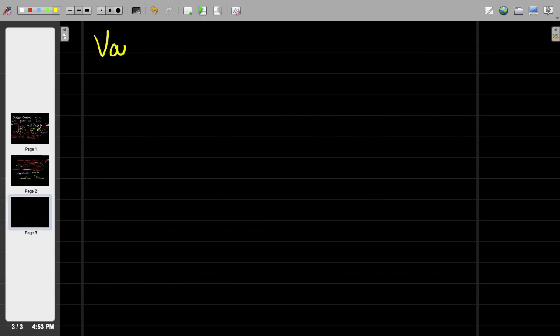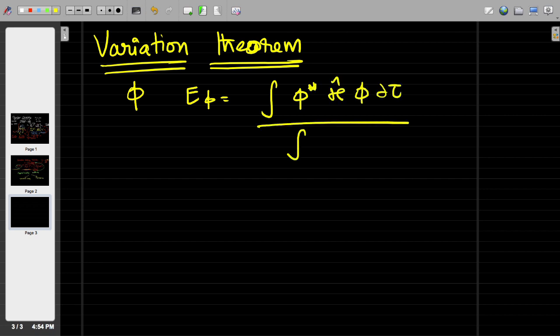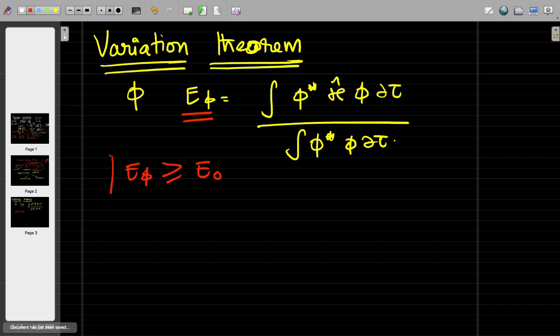So what does the variation theorem state? It states that, let's say we do not know the actual wave function for a system, assume it as phi. Then if you do end up getting the energy of the system, which is given as integral phi star, the Hamiltonian for that given system, phi d tau, divided by integral phi star phi d tau, you actually end up getting an energy which is greater than or equal to the ground state energy of the system. Okay, so this is what the variation theorem ends up saying.